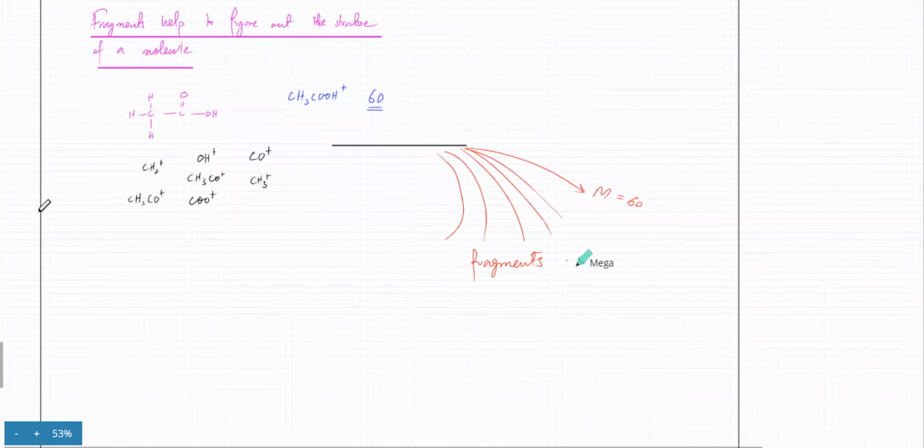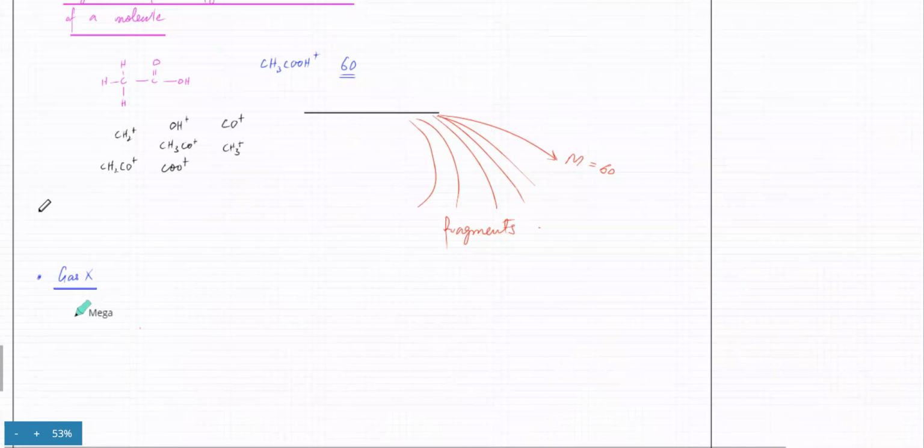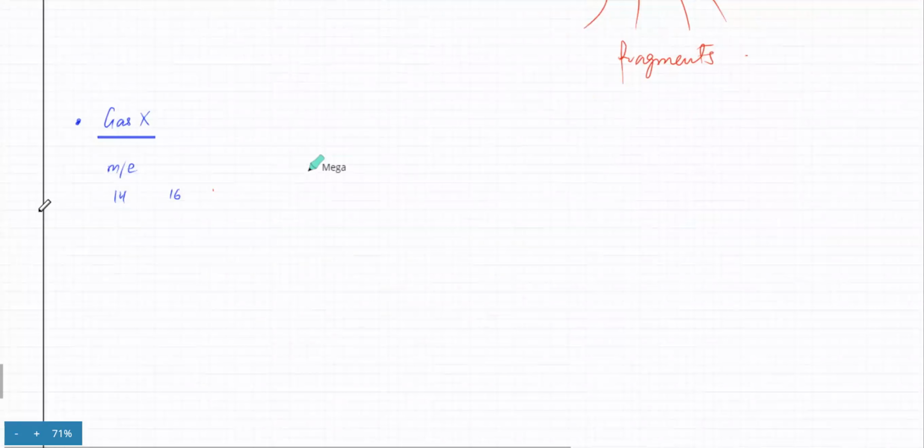How do the fragments help you in figuring out the structure? So for example, let's start with a simple question. The question states that there's a gas X that is forming and it undergoes mass spectroscopy. So I'll do a question. They say that different fragments are detected, or you can say there are detections at mass to charge ratio. You're detecting something at 14. There is detection at 16 as well. Then you're getting something at, and I can make a graph actually.